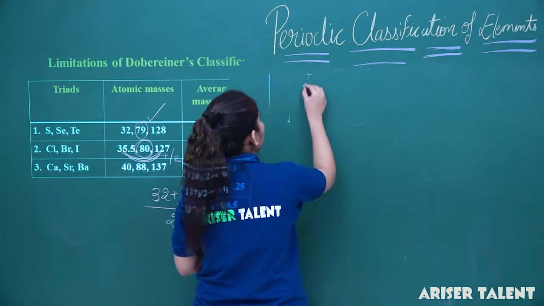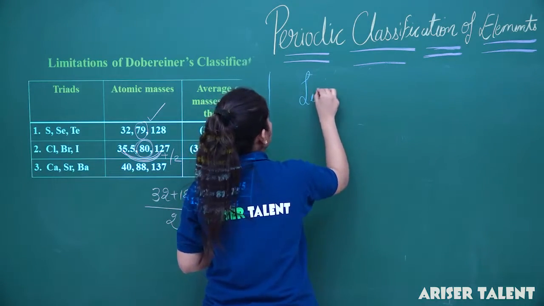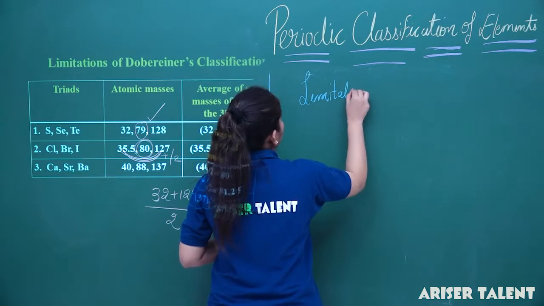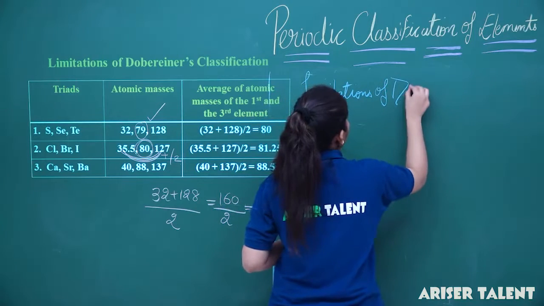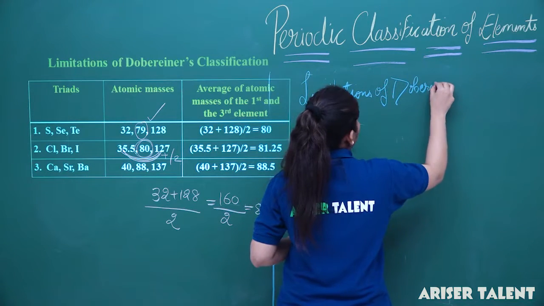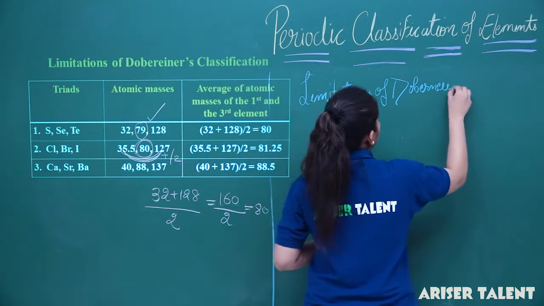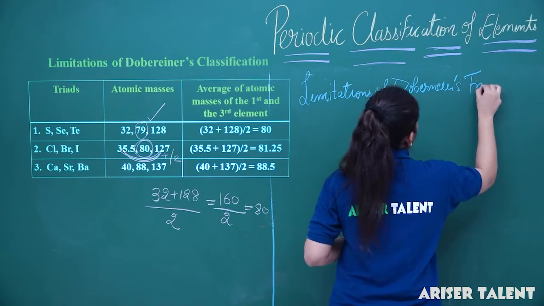So our next topic will be limitations of Dobereiner triads.